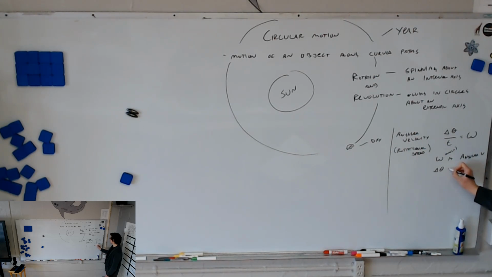Delta theta is what? Angle. Yeah, change in angle. That's why we call it angular velocity, change in angle. And of course, t is time, measured in seconds. Do you remember what we normally measure theta in?